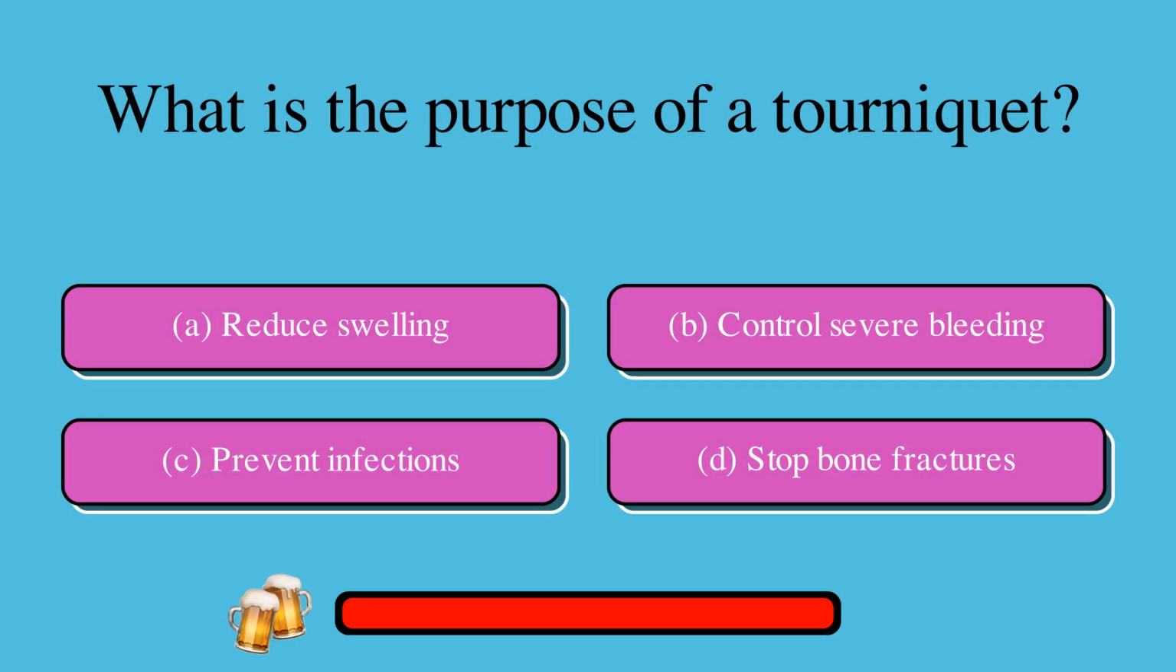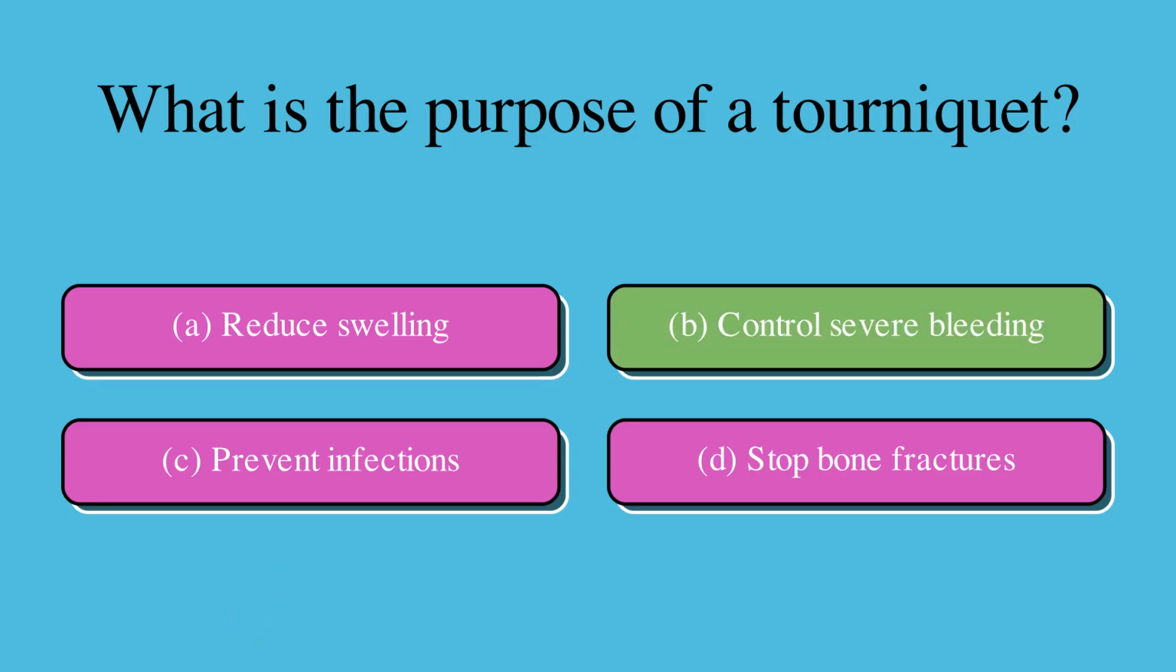What is the purpose of a tourniquet? A. Reduce swelling, or B. Control severe bleeding, or C. Prevent infections, or D. Stop bone fractures? The correct answer is B. Control severe bleeding.